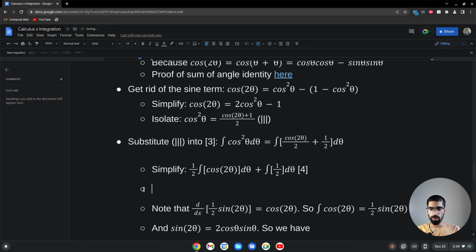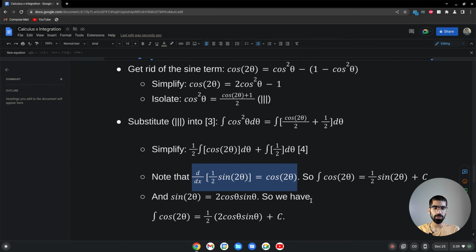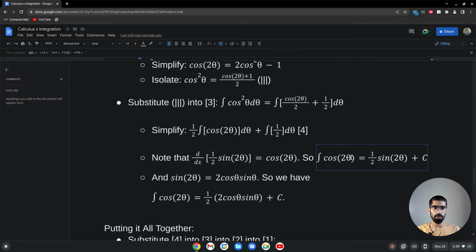And so in a similar spirit, what I did was I noted that the derivative of this here is equal to cosine of 2 theta, and you can work that out by yourself. Therefore, the integral must be this.